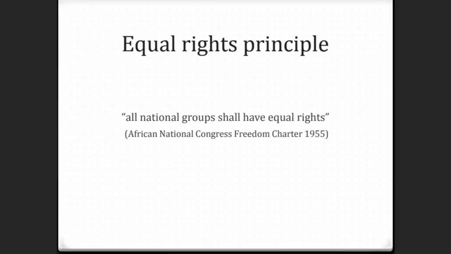As far back as 1955, the ANC Freedom Charter actually proclaimed this particular clause that all national groups shall have equal right. Which is their motto, their manifesto, that all national groups or groupings shall have equal rights. You see, that is according to the ANC as far back as 1955.